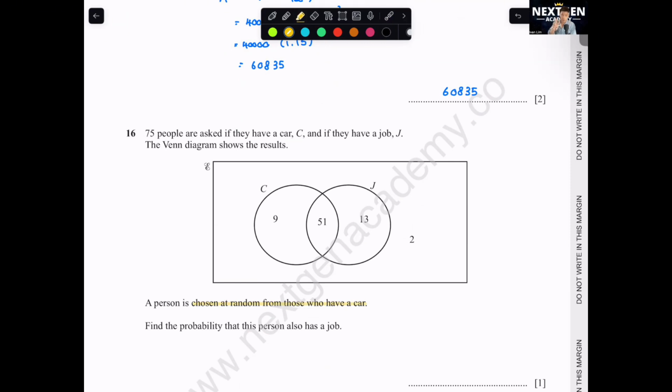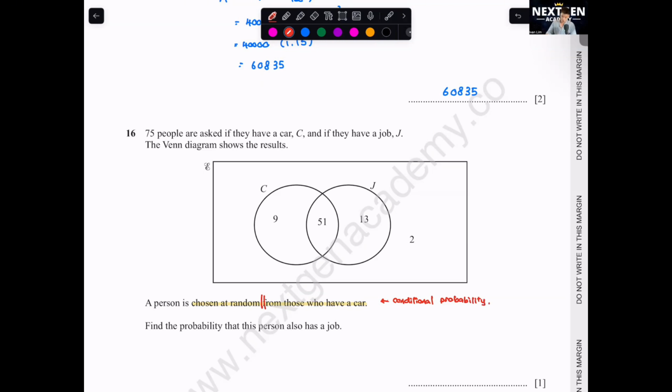Okay, there are two types of questions that they can ask you here. They can either stop the sentence at, a person is chosen at random, or they say a person is chosen at random from a certain group. This type of question is called conditional probability, which was the last part that I taught you all in the probability chapter.